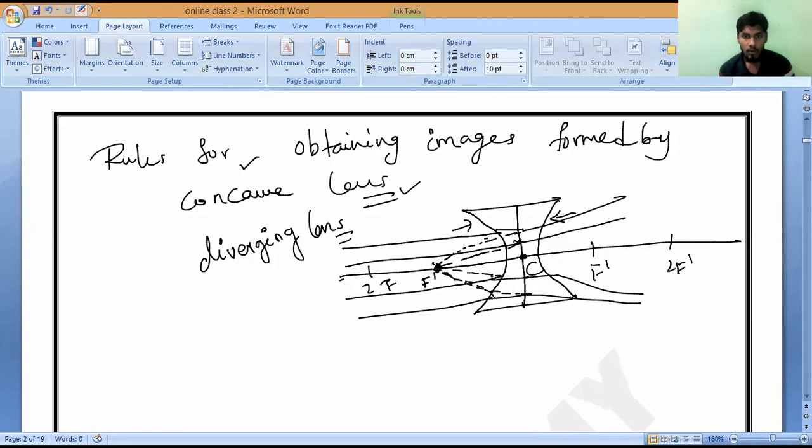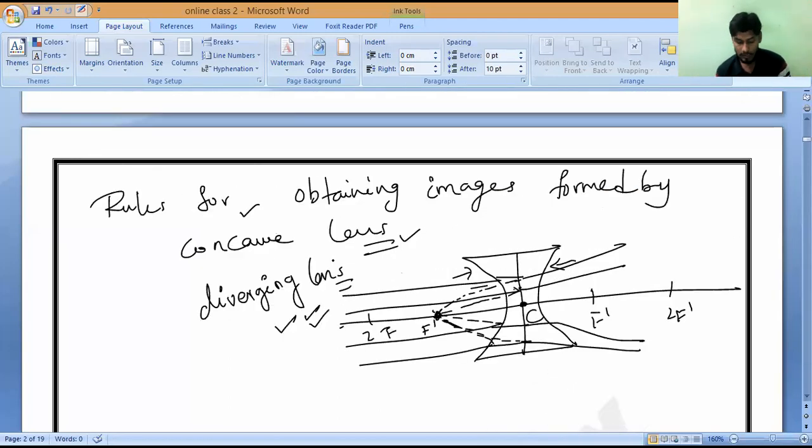So this is the focal length of the concave lens. Concave lens we can also call a diverging lens. All of you should remember. So now let us see the rules for obtaining images formed by concave lens.